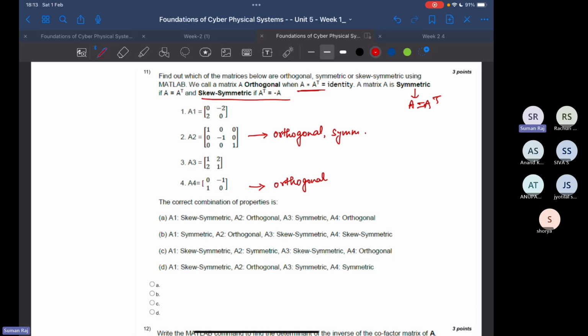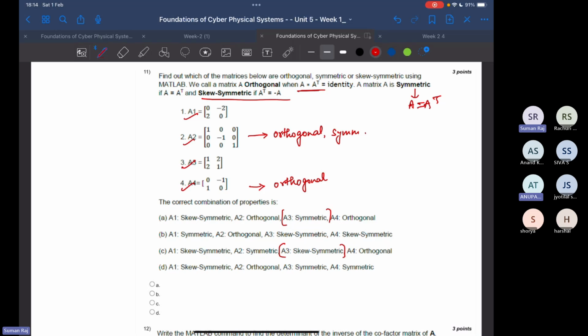But you have to check all options, right? I've already checked all options, but if A2 is both orthogonal as well as symmetric, then we can select two. That means A and C both can be selected. But you have to check the others also, A1, A2, A3 and A4. A1 and A4 have no conflict. The only conflict is in A2. But you have to check A3 also, right?